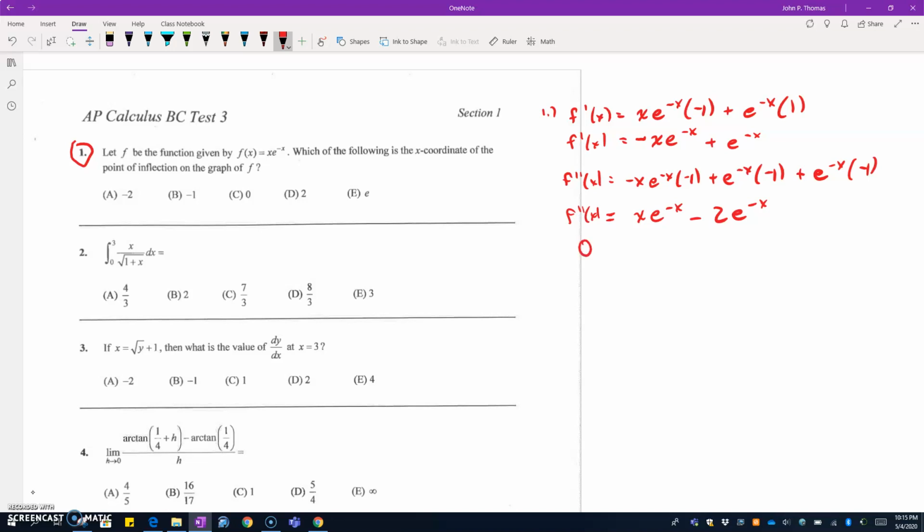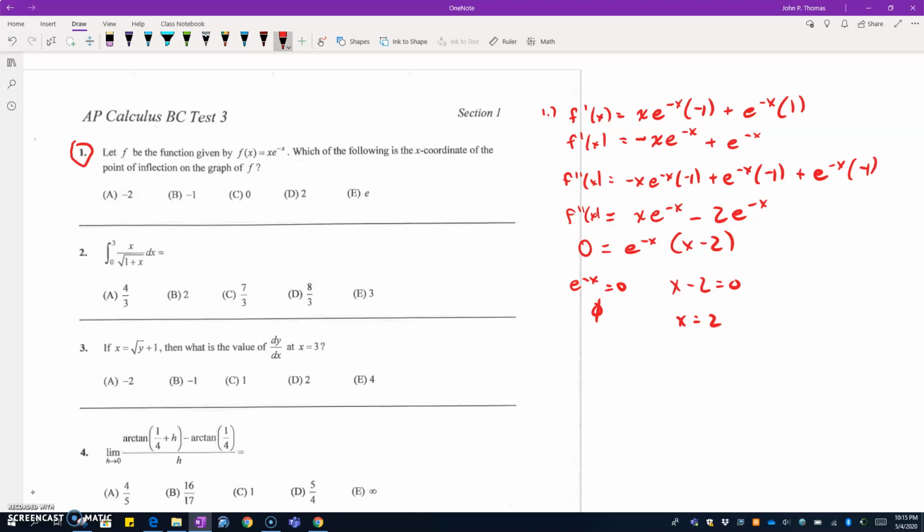Now we take our second derivative, set it equal to 0. I'm going to factor an e to the negative x out. That leaves me with an x minus 2. All right, so I have e to the negative x equals 0, which is never true. X minus 2 equals 0, which is true when x equals 2. All right, so our instinct here would be automatically inflection point at 2, but then we've got to remember we have to do a sign test.